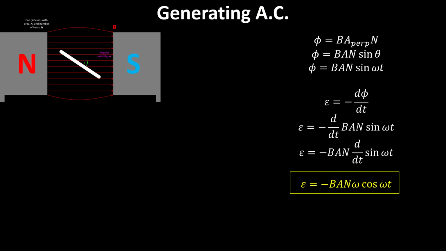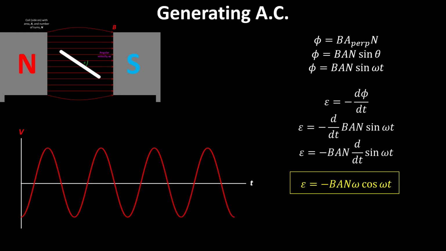Now, that expression in itself is not one that, especially in NCEA, I would expect to see come up. But the reason it is important is that it shows that this gives a sinusoidal voltage. The fact that there's a cosine as part of that means that if you were to plot the induced voltage over time, what you end up with is a plot like this, where it has a maximum voltage of BAN omega, and a minimum of negative BAN omega.